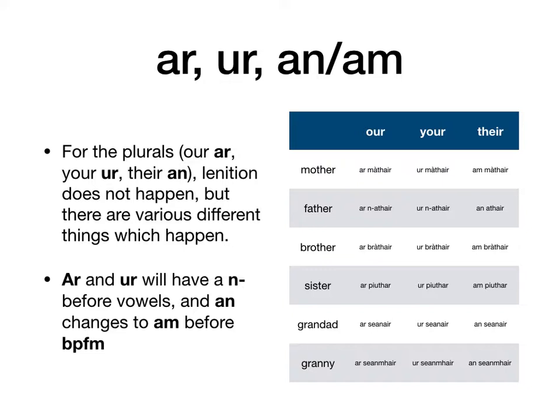So if you look there at our: ar màthair, ar n-athair, ar bràthair, ar puar, ar sinnear, ar sinnsear. Urmhàthair, ur n-athair, ur bràthair, ur puar, ur sinnear, ur sinnsear. And there, now if you notice here, there's a few differences. Am màthair, an athair, am bràthair, am puar, an sinnear, an sinnsear. And you'll notice that ar and ur will put an N before vowels, and an changes to am before words beginning b, p, f, or m.